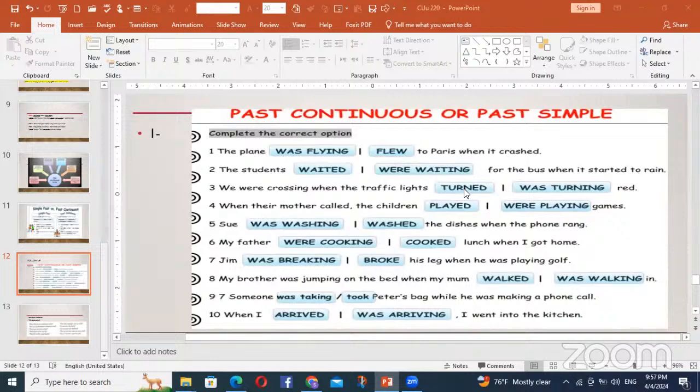Number six. My father were cooking or cooked lunch when I got home. This sentence is tricky. Uh-oh. We're cooking, Dina. My father were, not we are. Doaa, it's not we are. This is were, the verb to be, were. My father were cooking, or cooked lunch when I got home.